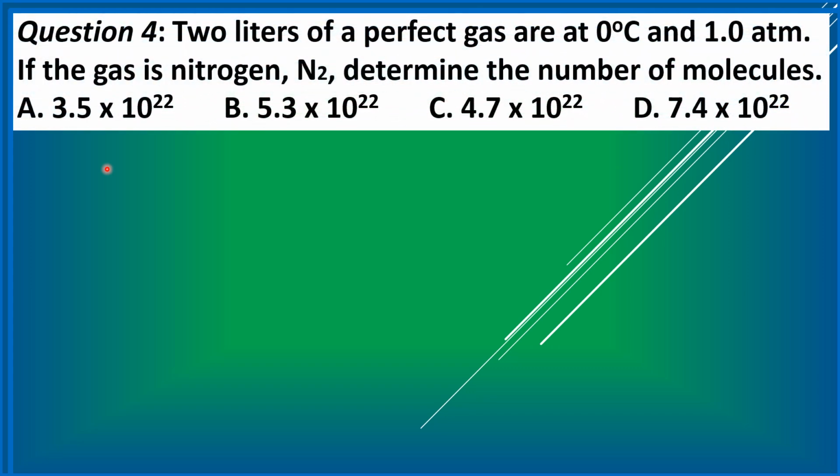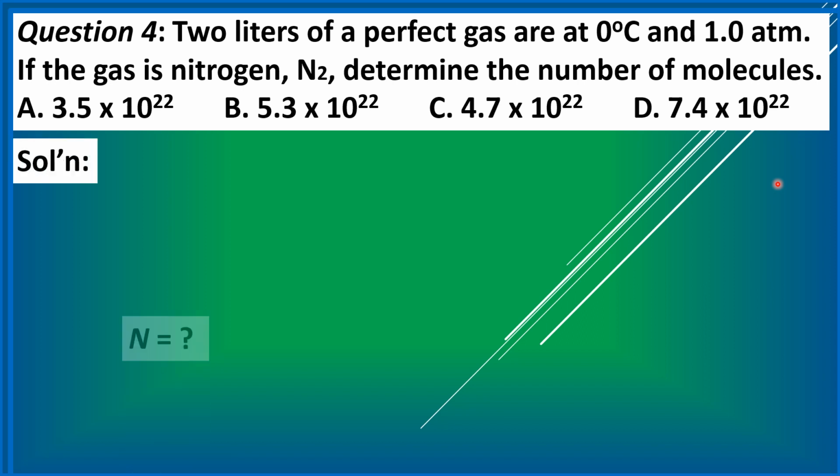Question number 4. 2 liters of a perfect gas are at 0 degrees Celsius and 1.0 atmosphere. The gas is nitrogen, N2. Determine the number of molecules. Choices are letter A, 3.5 times 10 to the 22 power molecules. Letter B, 5.3 times 10 to the 22 molecules. Letter C, 4.7 times 10 to the 22 molecules. And letter D, 7.4 times 10 to the 22 molecules.